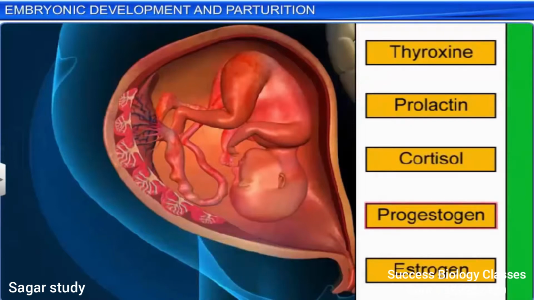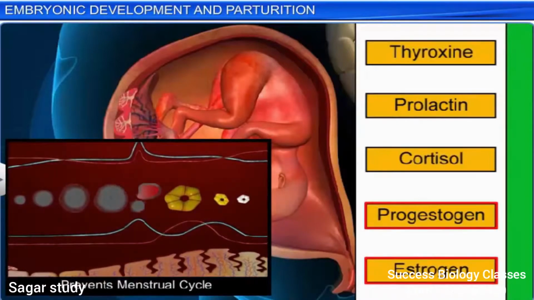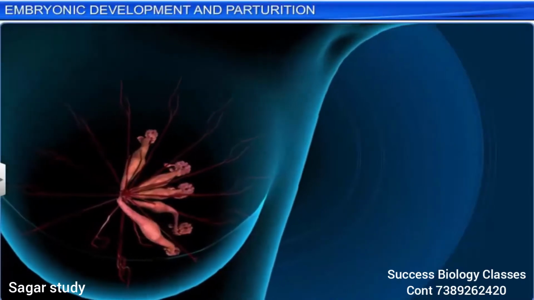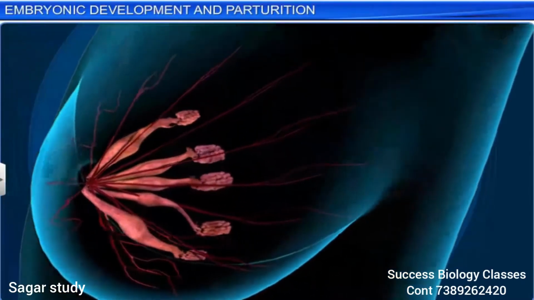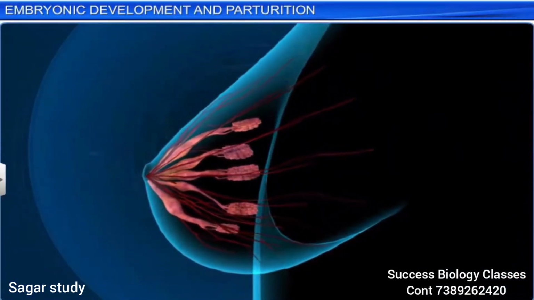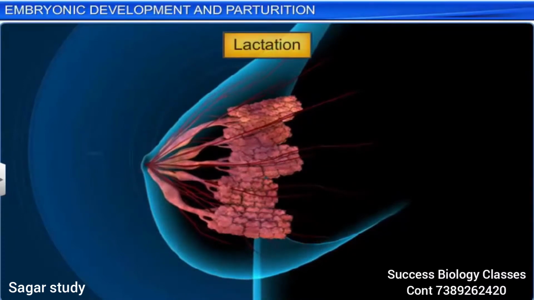Increased levels of progesterone and estrogen, for instance, put the menstrual cycle on hold and prevent the shedding of the uterine lining, which is embedded with the developing fetus. Hormonal changes also cause the cells of the mother's mammary glands to differentiate, resulting in these glands producing milk by a process called lactation towards the end of pregnancy.